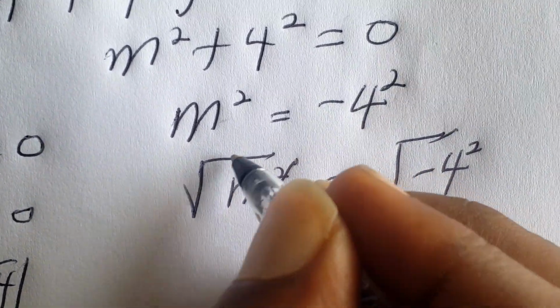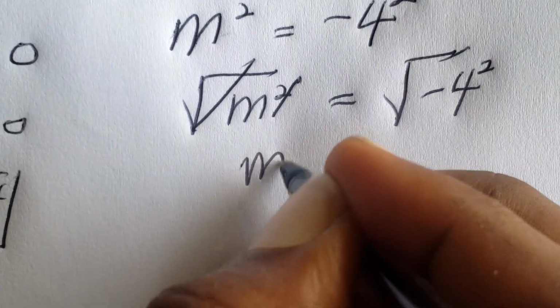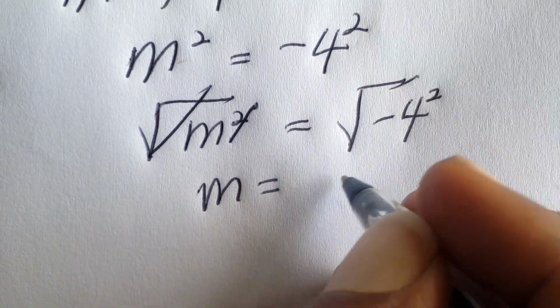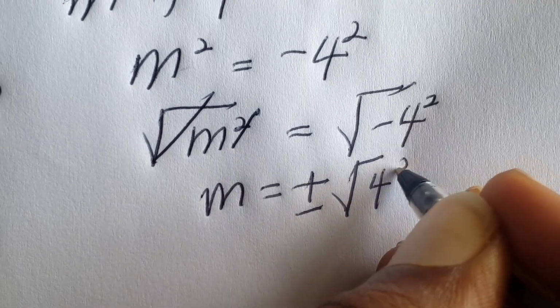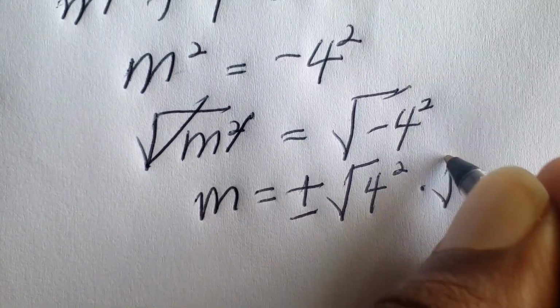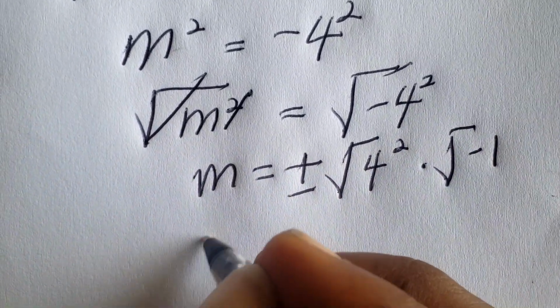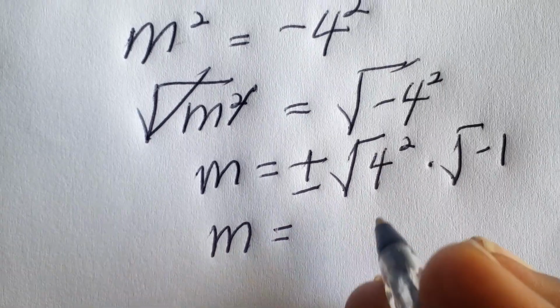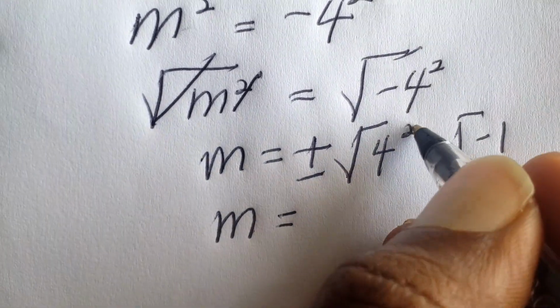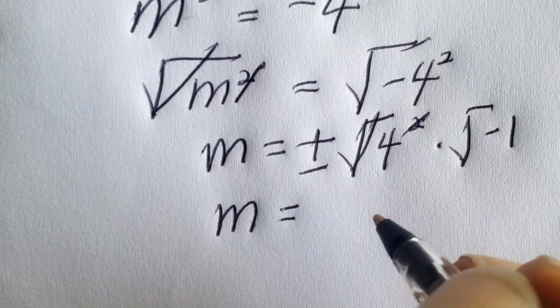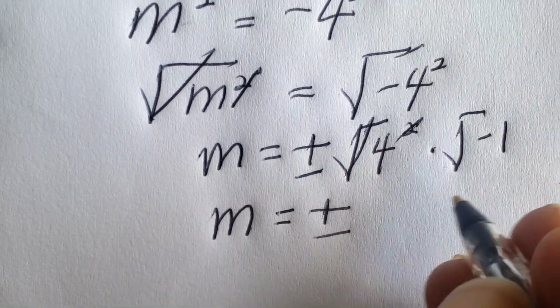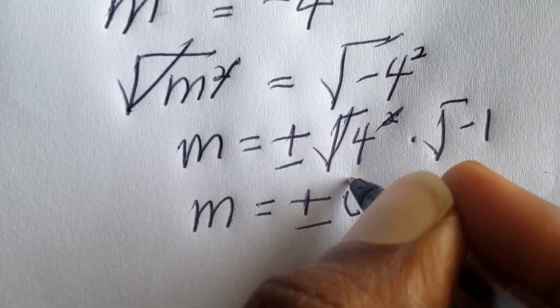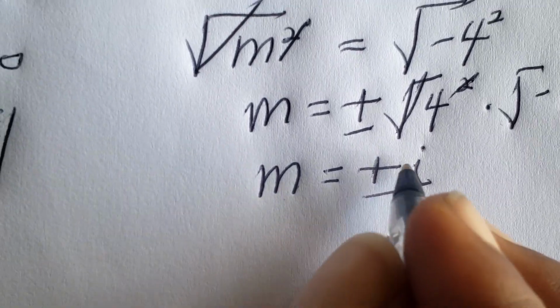From here, this will take off this. We have m is equal to, and then this we can write plus or minus the square root of 4 squared multiplied by the square root of negative 1. So our m is equal to this. We'll cancel this, so you get plus or minus, and the square root of negative 1 is complex. So we say that our m is equal to plus or minus 4i.